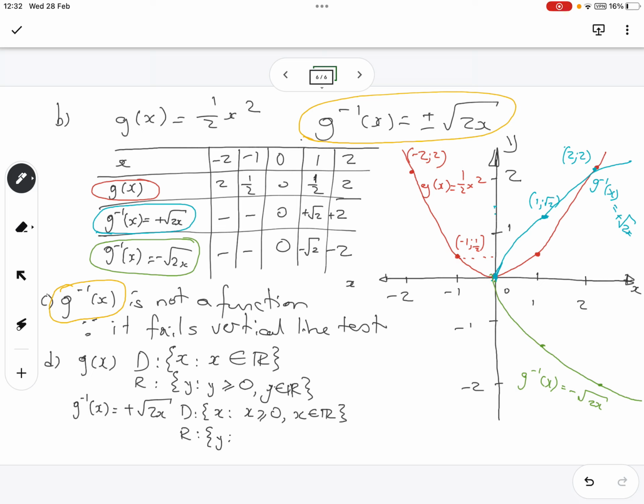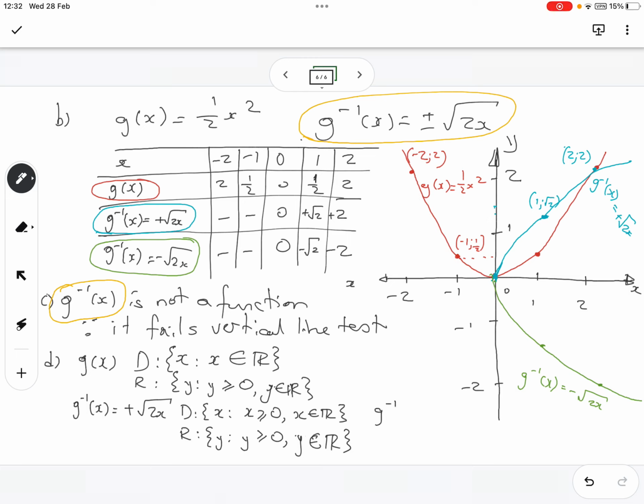Y is greater than or equal to 0. Y is an element of real numbers, and it's a real number. Y is an element of the real number system. Okay.